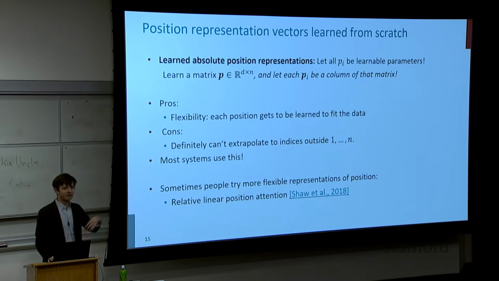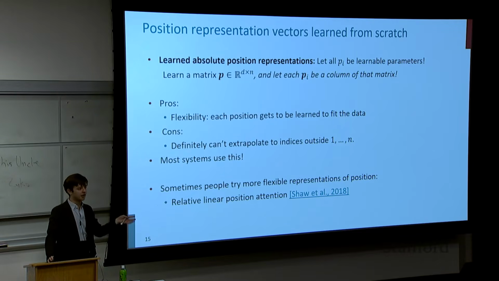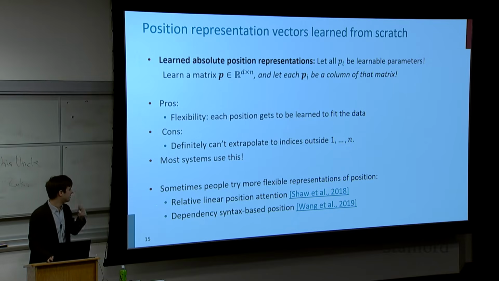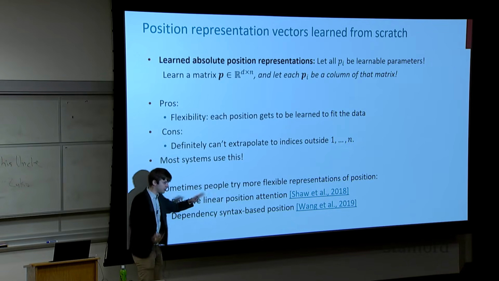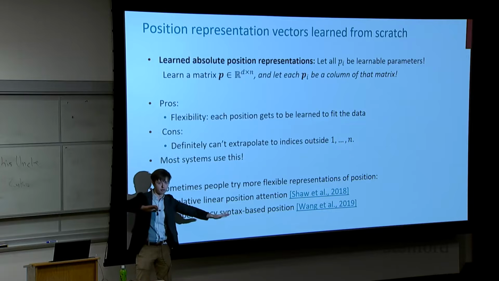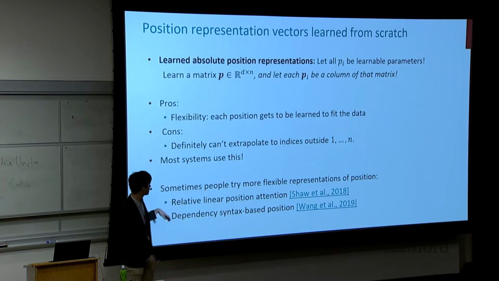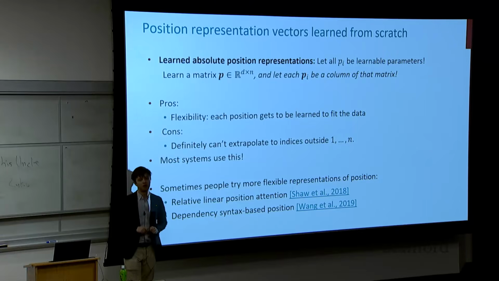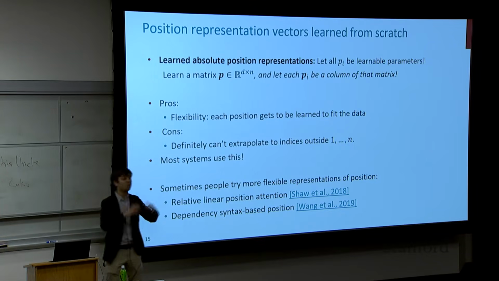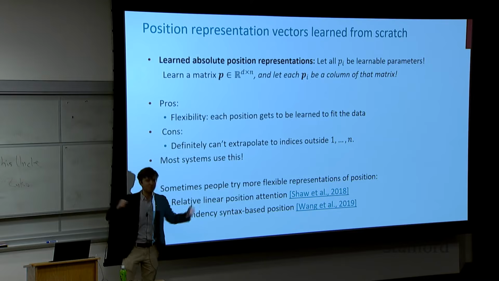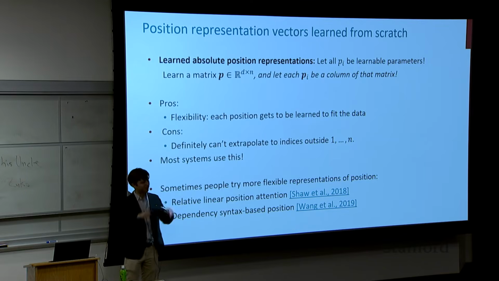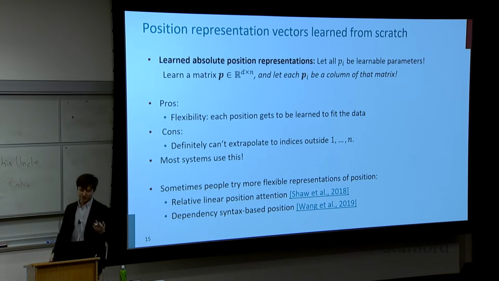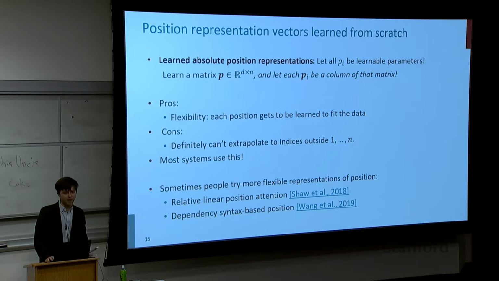There are more flexible representations of position, including a couple in the lecture notes. You might want to look at the relative linear position, or words before or after each other, but not their absolute position. There are also representations that harken back to our dependency syntax, because maybe words that are close in the dependency parse tree should be close in the self-attention operation. Okay, questions?